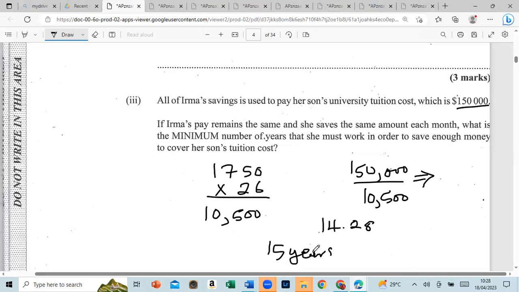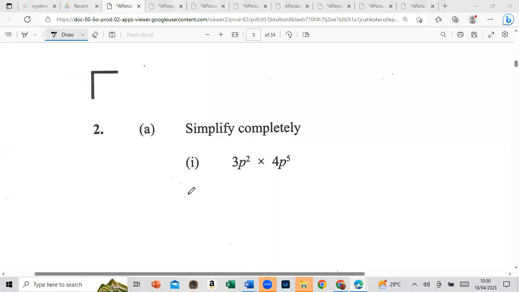They didn't ask us for months, so I'm assuming they want the answer in years. Alright, so 14 years you won't make it to this. So you have to go up beyond, right? Which is 15 years. So imagine you have to work 15 years to send your child to school. 4 years, and by the time that inflation kills the savings, it makes no sense. System is rigged.